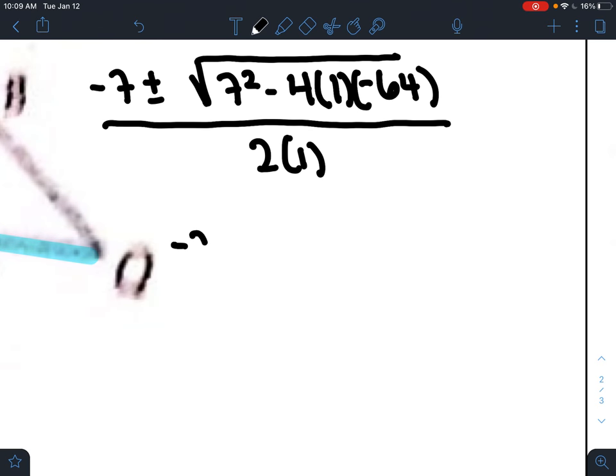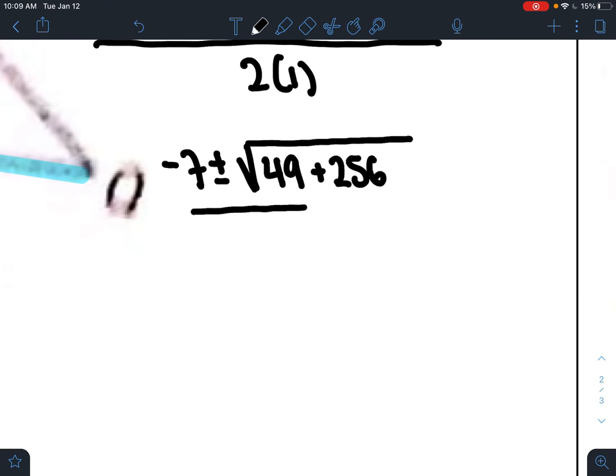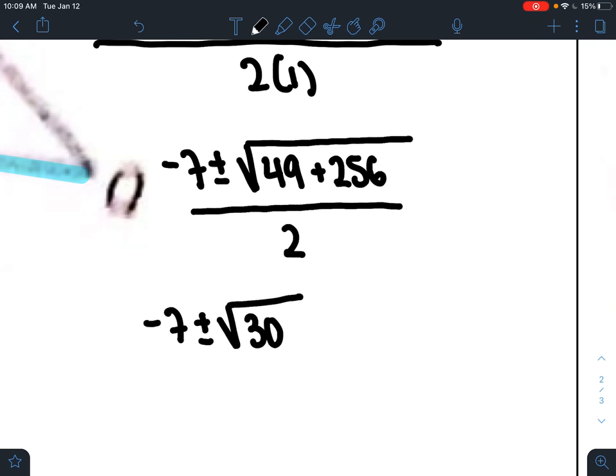So simplifying, I'm going to do negative 7 plus or minus the square root of 7 squared, which is 49. And then I'm going to multiply negative 4 times 1 times negative 64, and I'm going to get 256. So this becomes plus 256, because a negative 4 times a negative 64 becomes positive, all over 2. Then I'm going to add the 49 and the 256, and I'm going to get 305. So negative 7 plus or minus the square root of 305 all over 2.